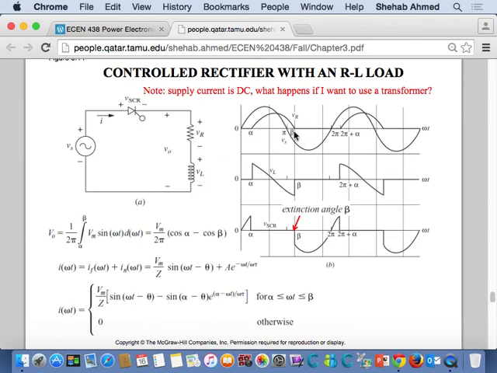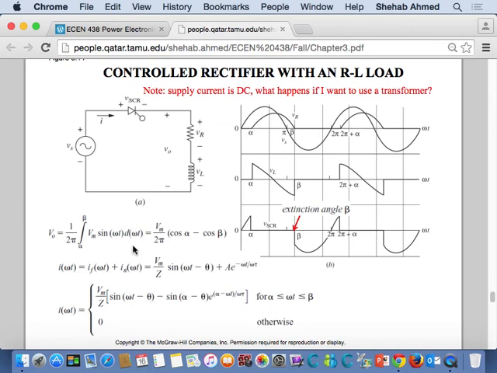If current continues to flow, then my output voltage will go negative. They didn't draw the output voltage here. But the output voltage will continue to flow. And the current will start flowing from the point of conduction, which is my alpha, and will stop where? At beta. If I choose alpha and beta here in a certain fashion, can I make the output voltage have a negative value?